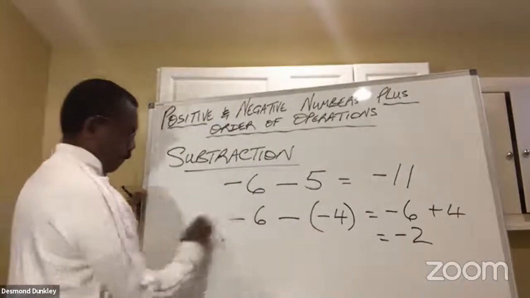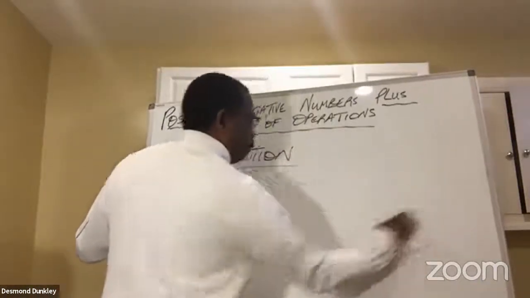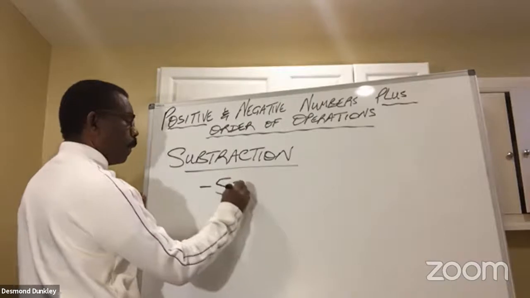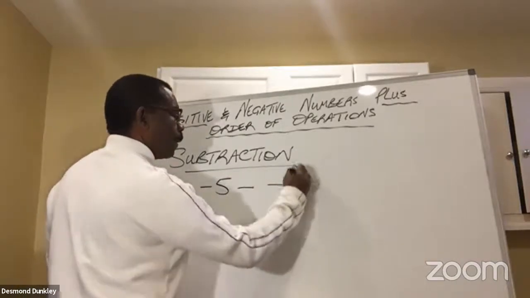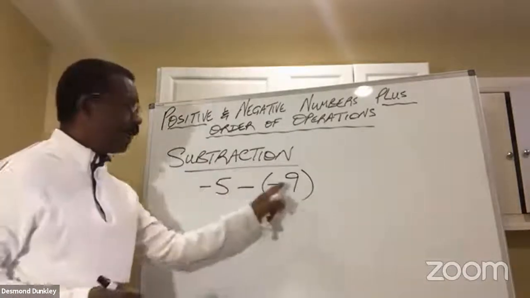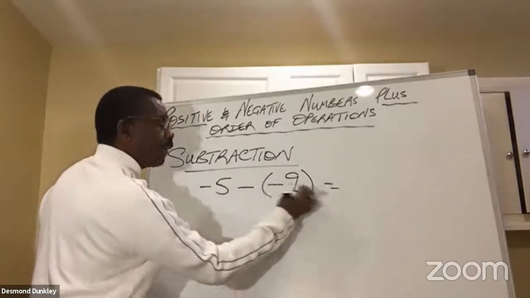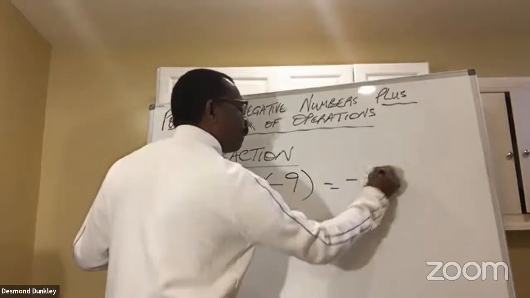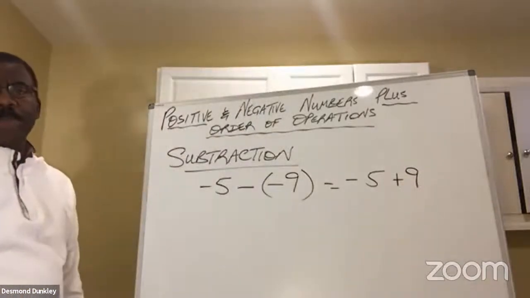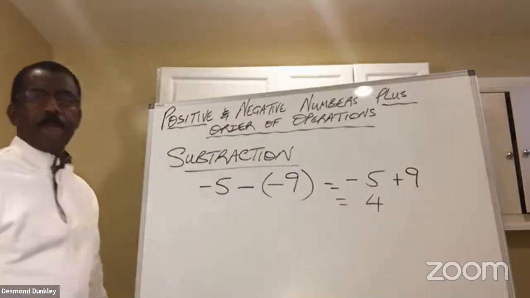Let's try another one. If I gave you -5 minus -9. So -5 minus -9. This minus here means the opposite of what's here, the opposite. So it's going to be -5 + 9. And that, of course, is equal to +4. So what have we done?